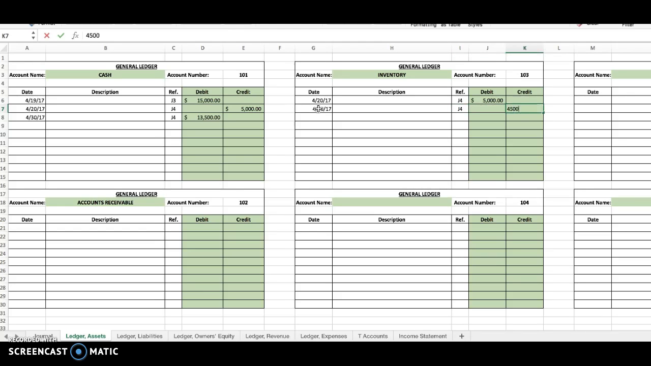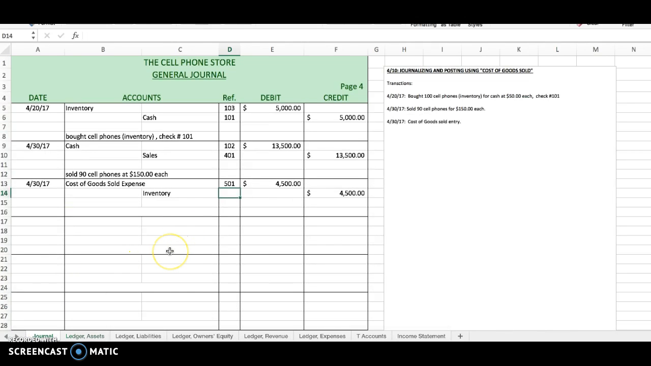And if you look at your inventory account, we had a debit of $5,000 in cell phones. We've sold 4,500 of them. That means we only have $500 worth of cell phones left. So we may have to buy some more inventory. But that's what that now shows. Our inventory has been reduced by that amount. So that was account 103. And those are our 3 transactions.